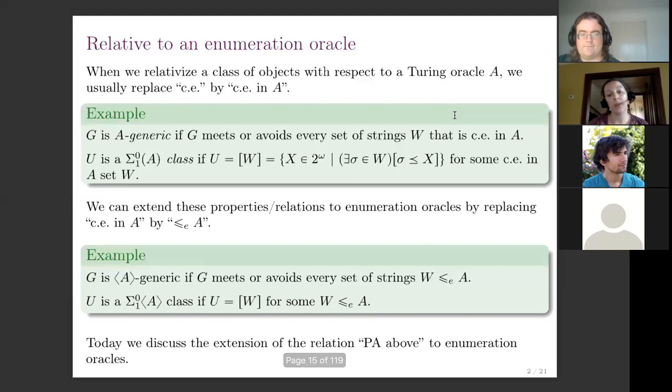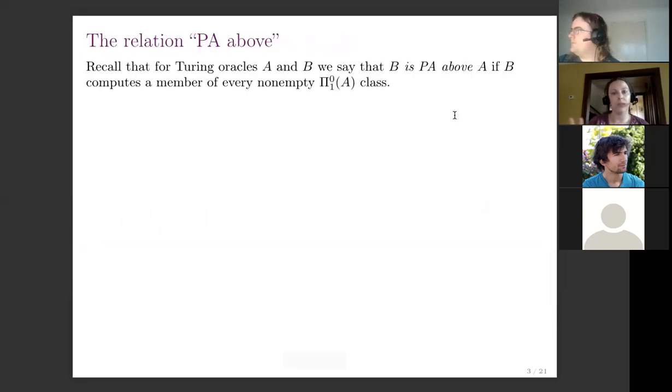So today we're going to discuss the relation PA above, or PA relative to an enumeration oracle. Let's recall the definition and see how we relativize it. For Turing oracles A and B, we say that B is PA above A if B computes a member of every non-empty Π⁰₁ relative to the Turing oracle A class.